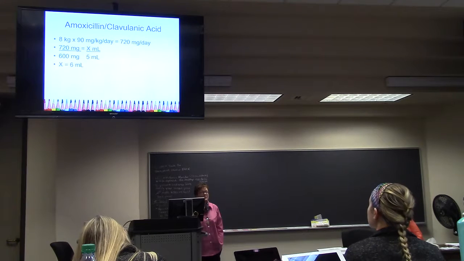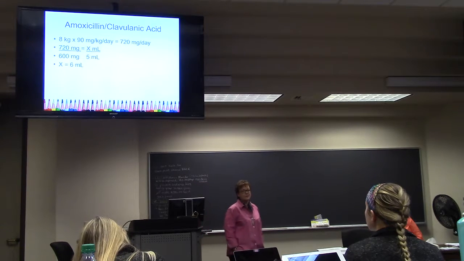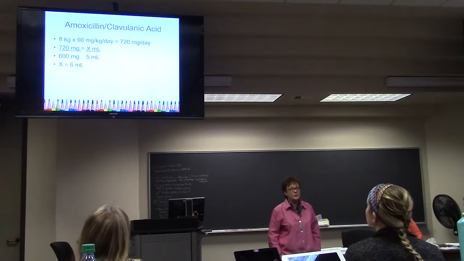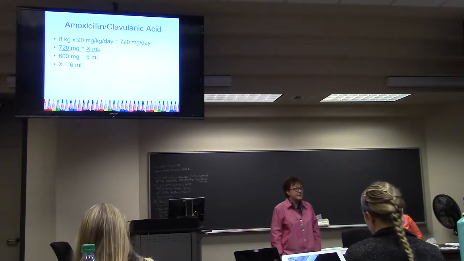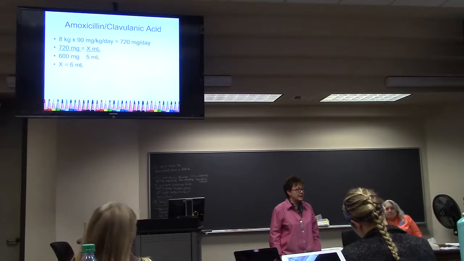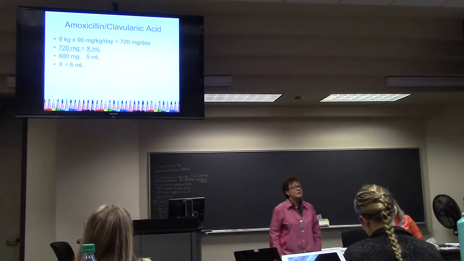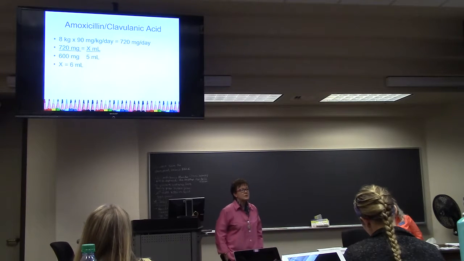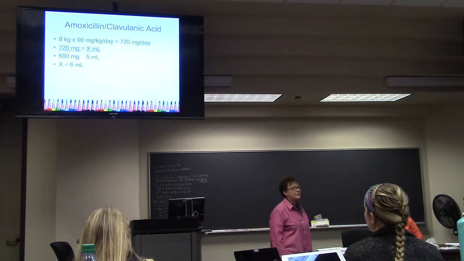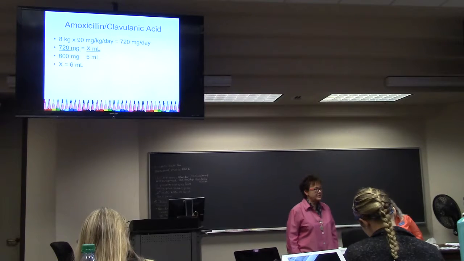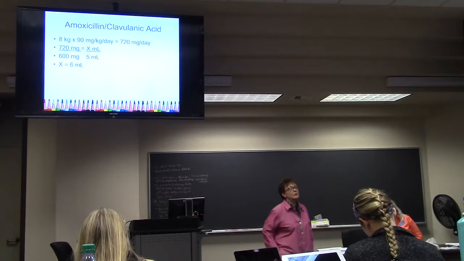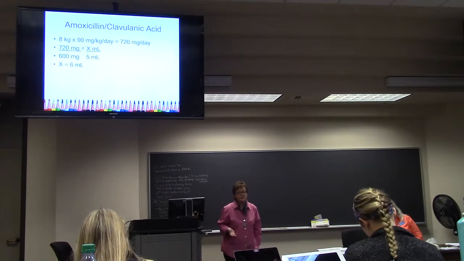Okay. So then, how do you figure out how many mils the dose is? Well, that's where you have to pick the concentration of your liquid. I picked 600 because it's the most concentrated and I get the smallest volume. So everybody feel comfortable with that setup? Look familiar? So if there's 600 milligrams in 5 mils, then there's 720 in X mils. So you do the math and you come up with 6 mils.